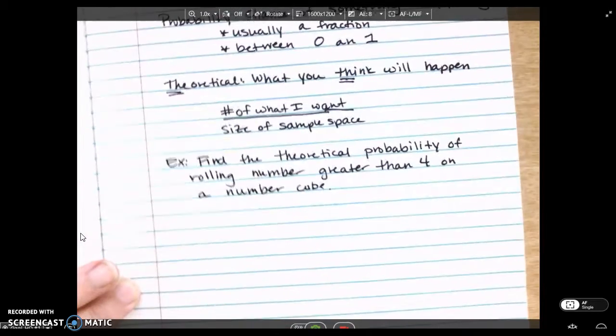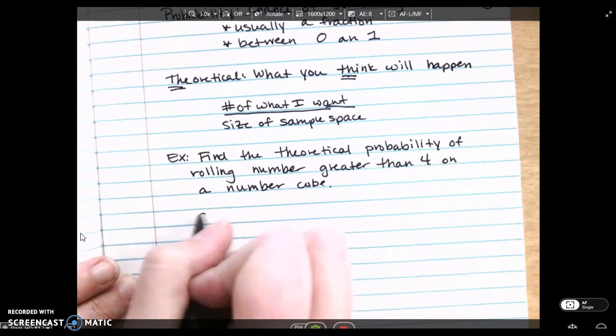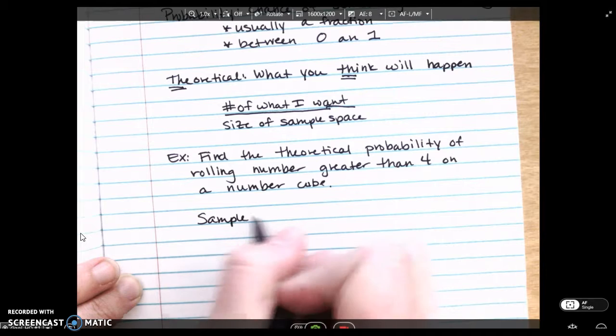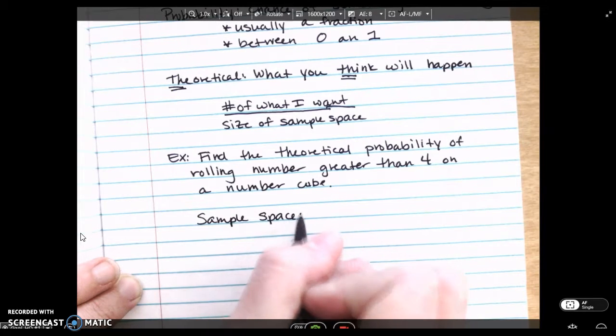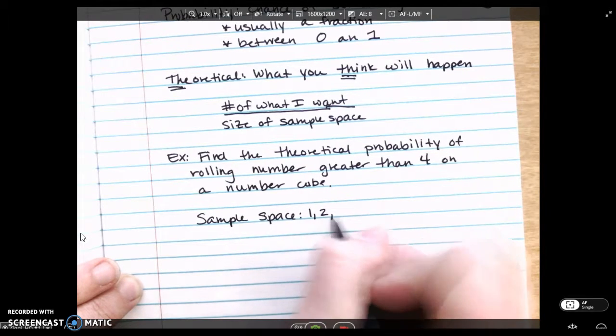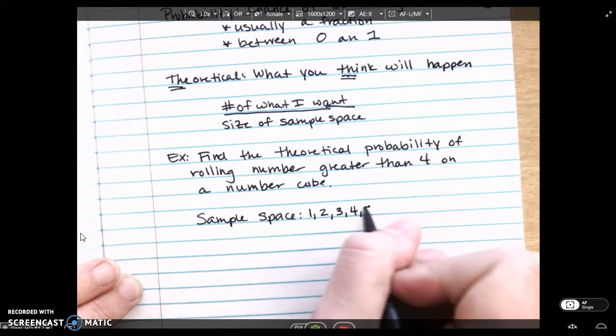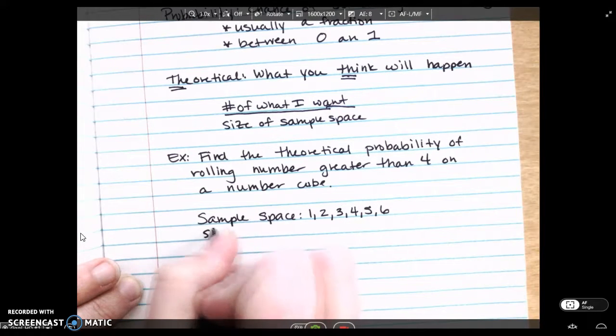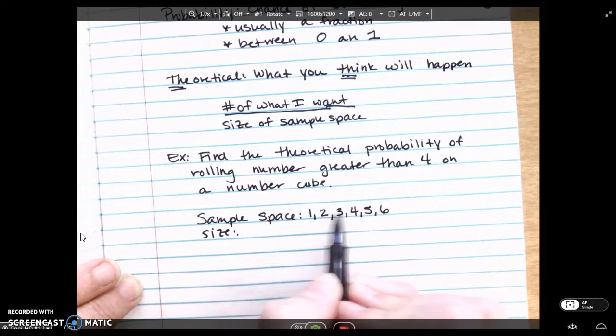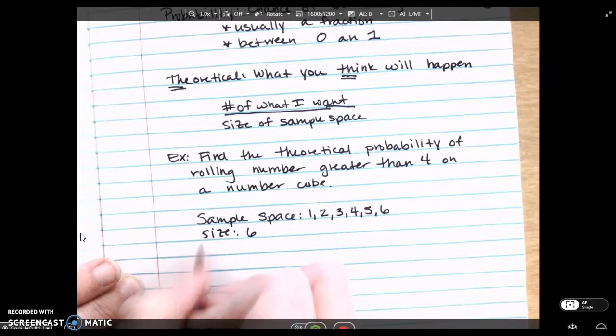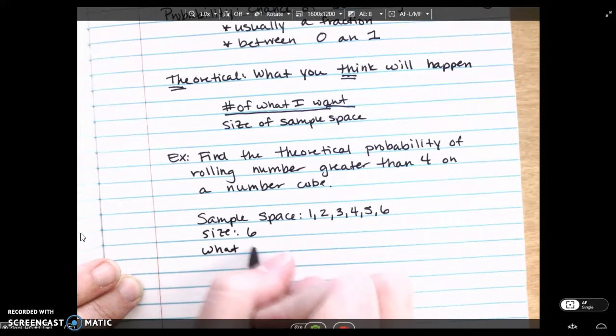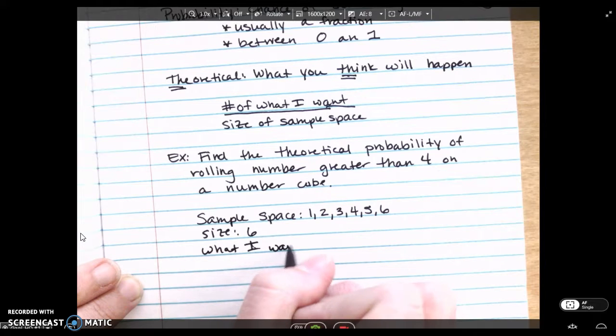So the method that I tend to take with this is the first thing I do is I find my sample space. Numbers on a number cube are 1, 2, 3, 4, 5, and 6. So my size, I count 1, 2, 3, 4, 5, 6. I got 6 items. Now what I want are numbers greater than 4.